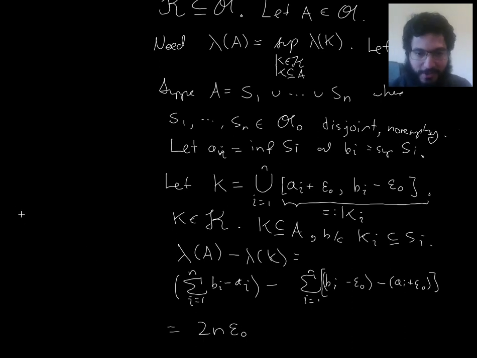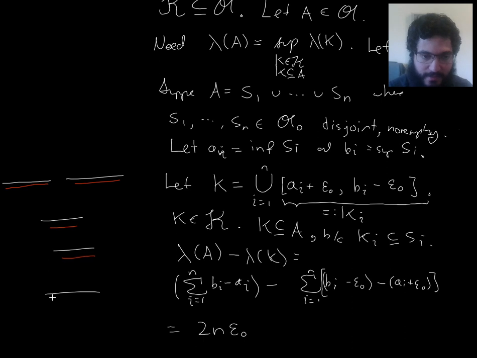And hopefully there's a vivid picture in your head. There's a vivid picture here, right? Epsilon naught is like, so the S_i's are like these intervals, right? And then what we're doing is taking some closed intervals inside, and the distance here is epsilon naught, right? And then there's two of these little blue segments, each of length epsilon naught, so 2 times epsilon naught is the total length for one of these n total intervals that we have.